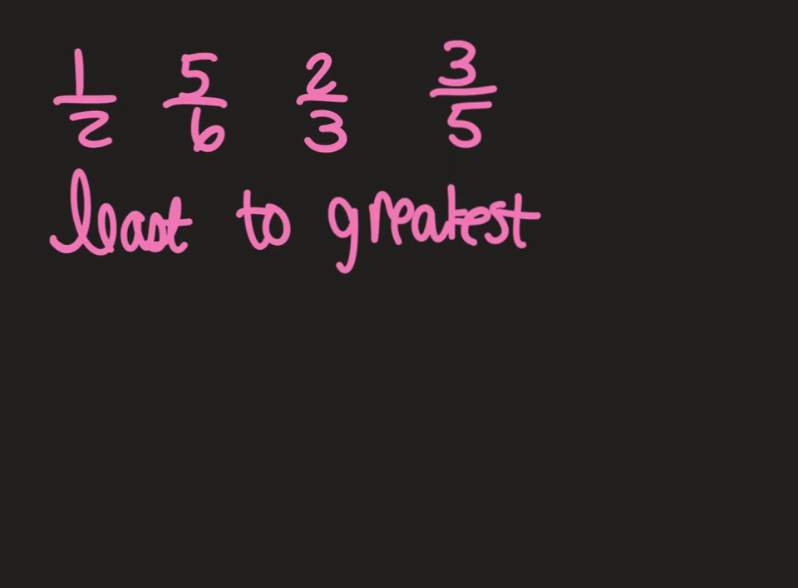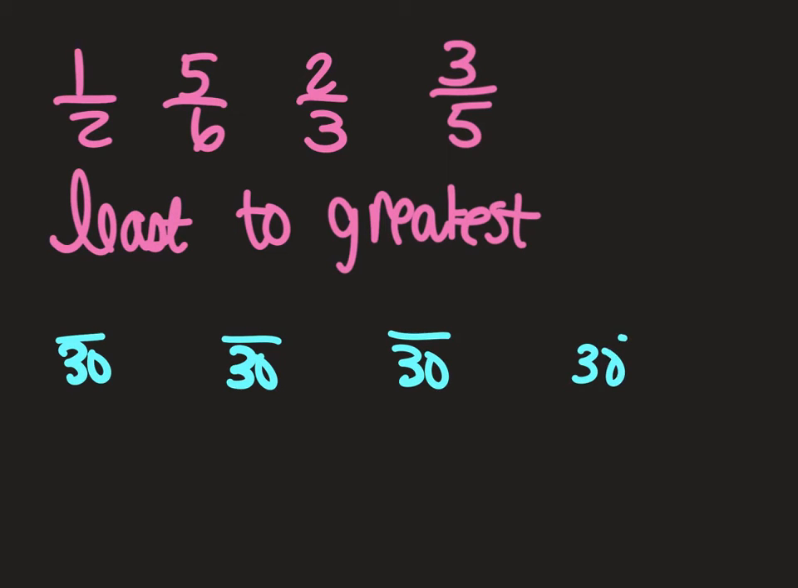So I come down here. Blue is going to be my scratch work. Blue is not my answer. Blue is just scratch work. So how do I go from 2 to 30? Times by 15. How do I go from 6 to 30? Times by 5. So 5 times 5 is 25.